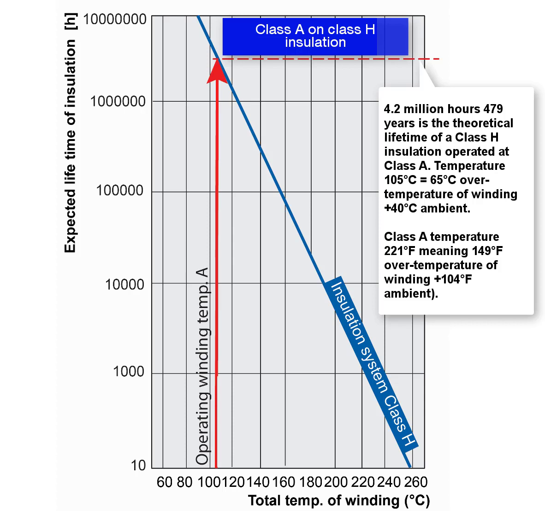Temperature 105 degrees Celsius equals 65 degrees Celsius over temperature of winding plus 40 degrees Celsius ambient. Class A temperature 221 degrees Fahrenheit meaning 149 degrees Fahrenheit over temperature of winding plus 104 degrees Fahrenheit ambient.